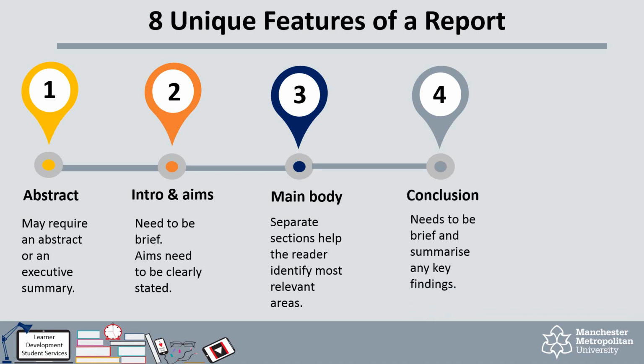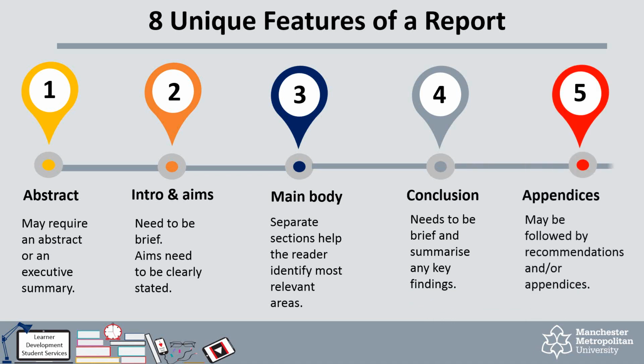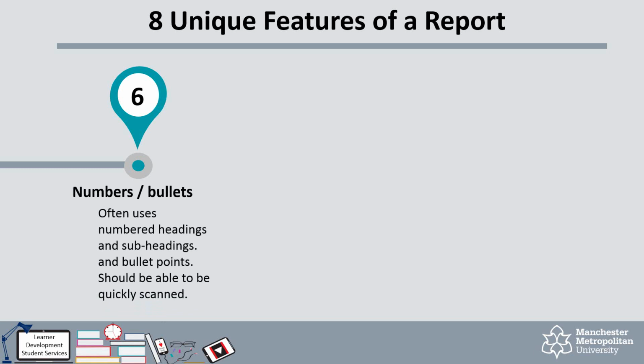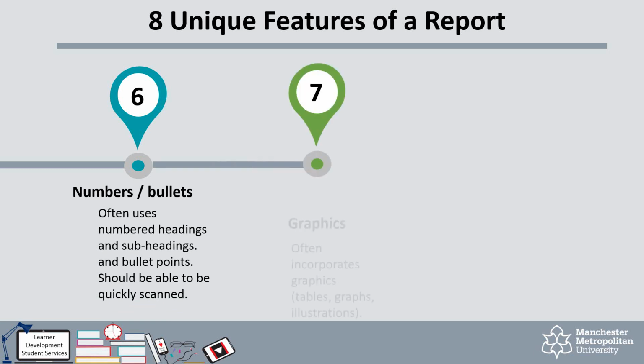The conclusion needs to be brief with a summary of any key findings, and this may be followed by recommendations and/or appendices if required. A report will be very factual based, and bullet points are sometimes used to list equipment or to summarise data, and will often incorporate illustrations and graphics. These should be of a good size and plenty of space and be properly labelled so they can be understood at a glance.